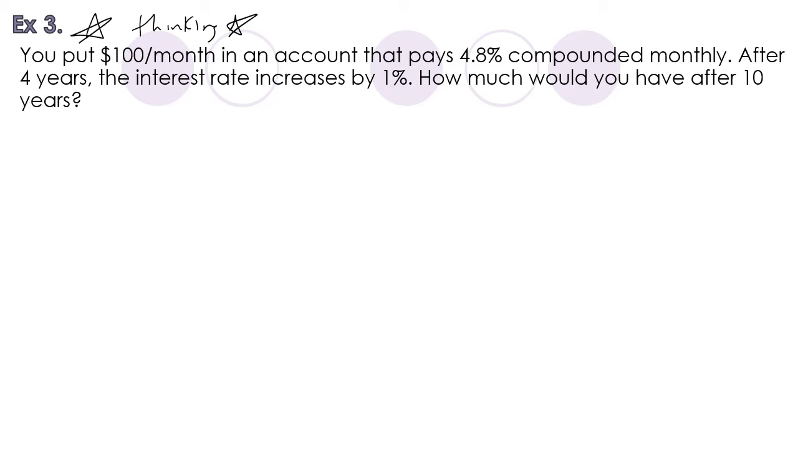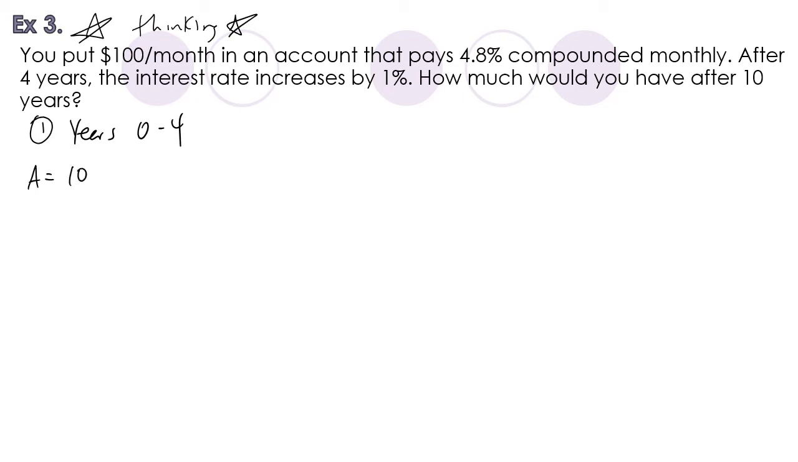So there's really 3 different questions within one going on here. You'll see why in a second. So our game plan: we're only earning 4.8% from years 0 to 4. So there's step number 1. And it's an annuity, so we want to know how much that value is going to be worth.